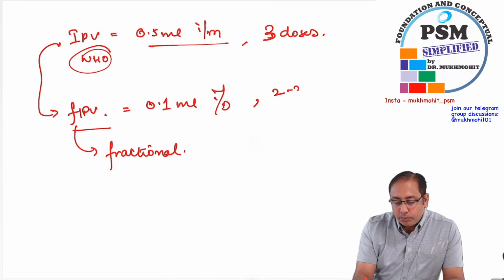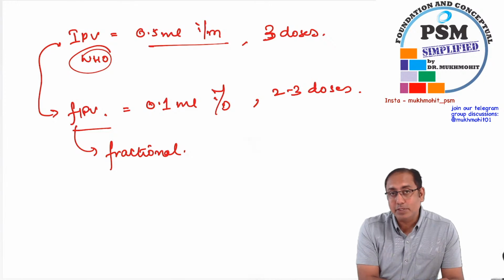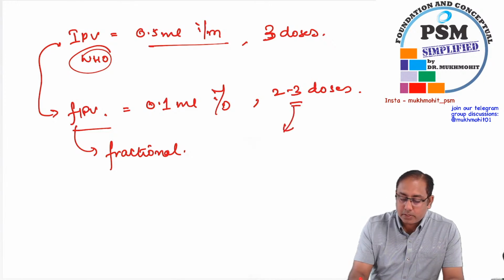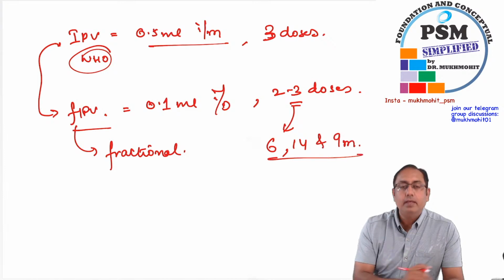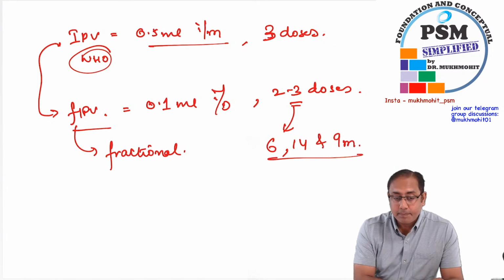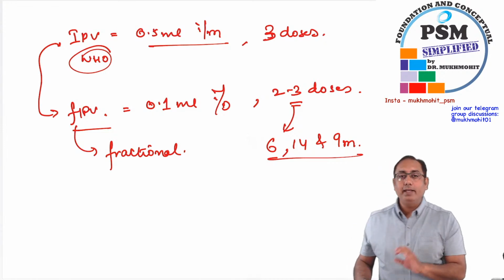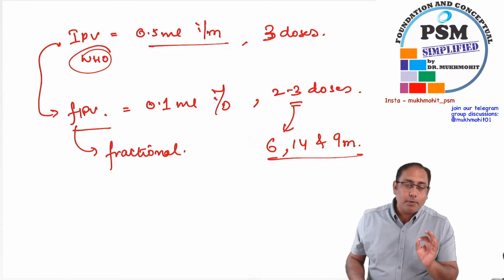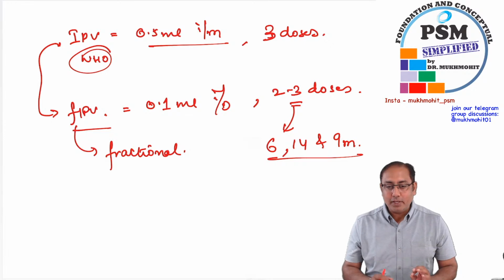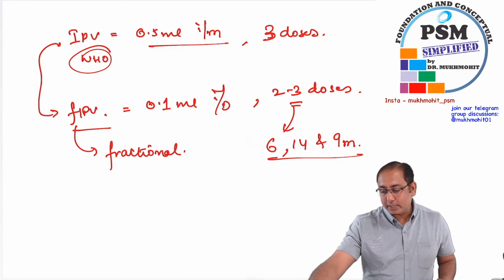It can be given in 2 to 3 doses. What we are giving in India is 3 doses. We give at 6 weeks, 14 weeks and 9 months of age. This is what we are following in India, that is a fractional, 0.1 ml intradermal dose of the inactivated polio vaccine.